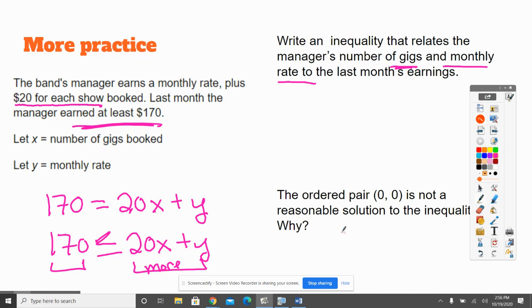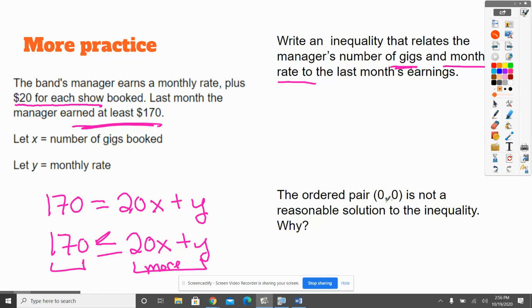The ordered pair (0, 0) is not a reasonable solution to this inequality. How come? Well, no, of course not. (0, 0) will not work. First, it won't be in the shaded region, but let's think why. That would be 0 gigs and a 0 monthly rate. You're not going to make $170 if you don't work. So that is why it is not reasonable.